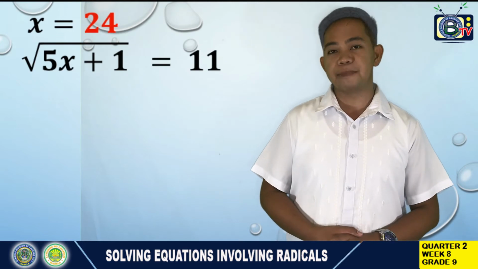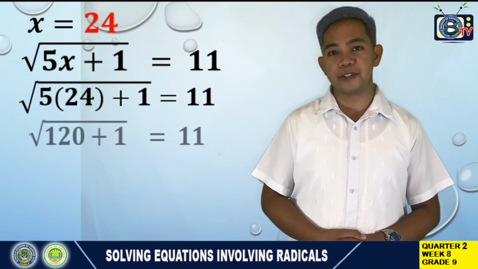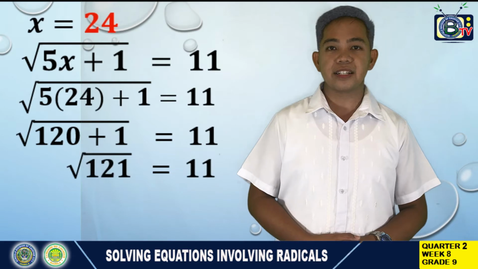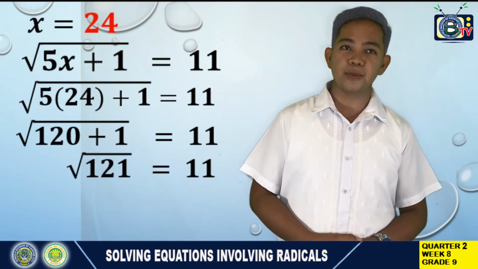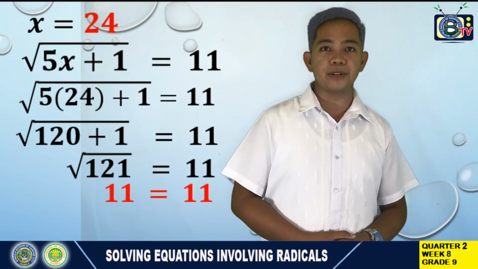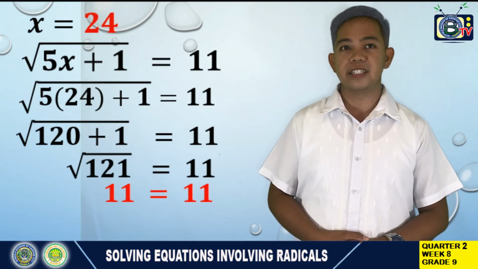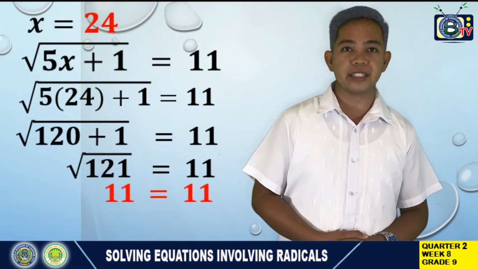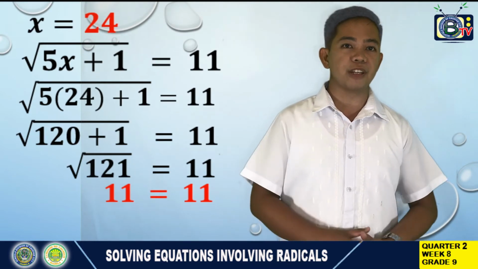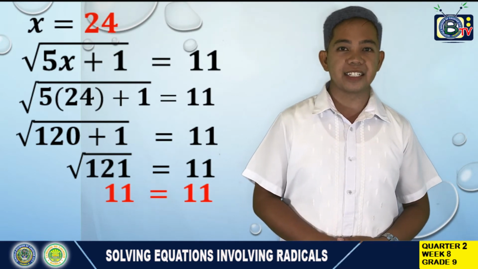Next, let's simplify the terms under the radical sign. 5 times 24 is equal to 120. Next, 120 plus 1 is equal to 121. And the square root of 121 is 11. So 11 is equal to 11. This means that the computed value of x is a solution of the equation. Therefore, our answer is correct.